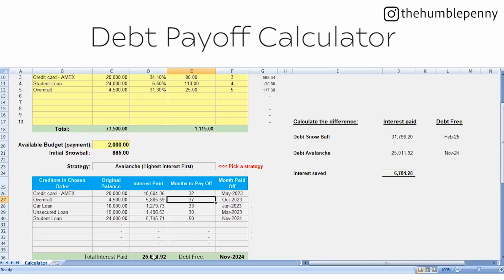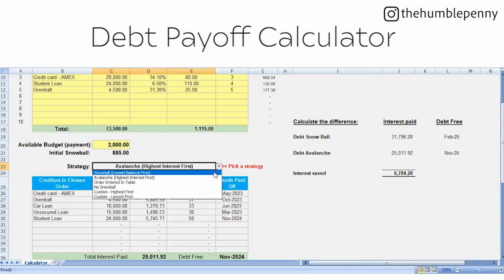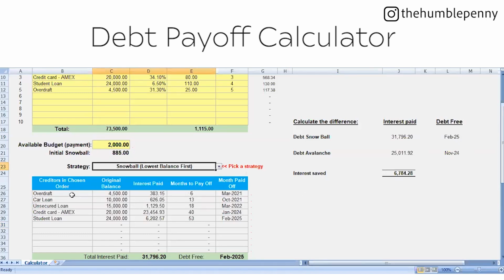But I think it really depends on the type of individual you are. If you're somebody who needs those small wins, then the debt snowball will be suitable because you can see those small wins happening within 6 months, and in 13 months you'll be paying off various bits of debt and they'll be completely out of your life. But you'll be paying a lot more in interest as a result of choosing that particular method.